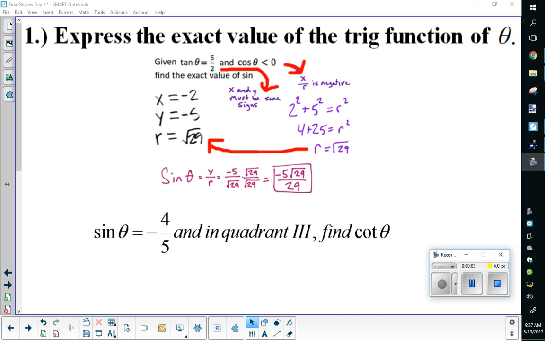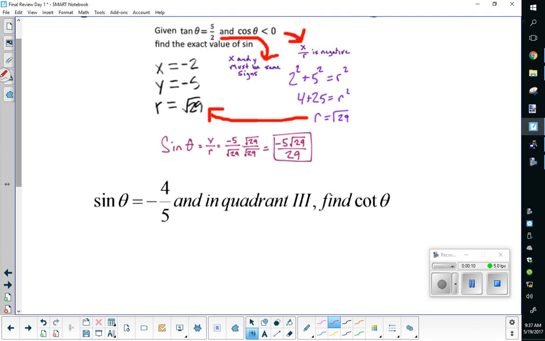Express the exact value of the trig function. This is basically what we just did in Bellwork, just given a little differently. In the example, they say tangent is 5/2 and tangent is x over y. So if tangent is x over y and it's positive, it tells you they've got to be the same sign. That's something we haven't done in a while, but remind yourself of that. Cosine is less than 0, so that means x over r is negative. Things like that, and then we plug in.